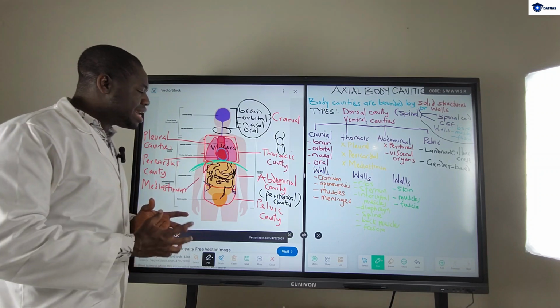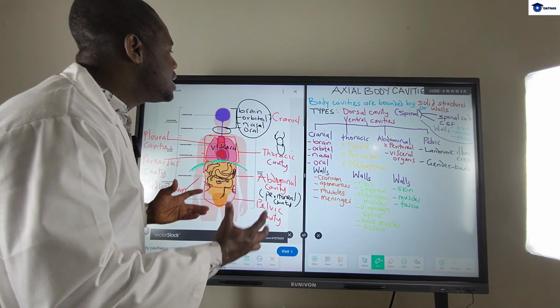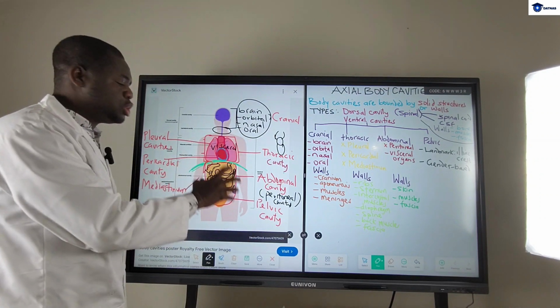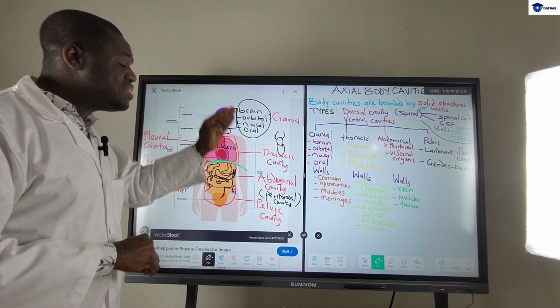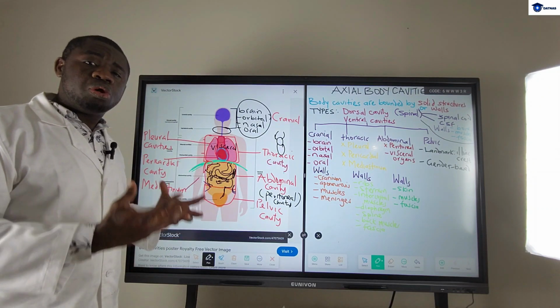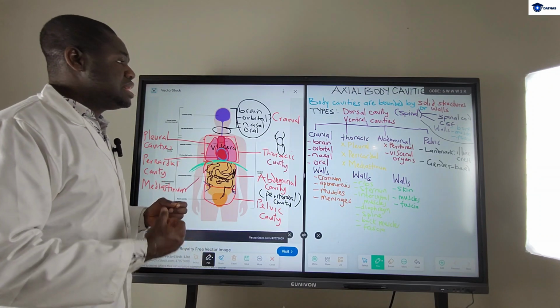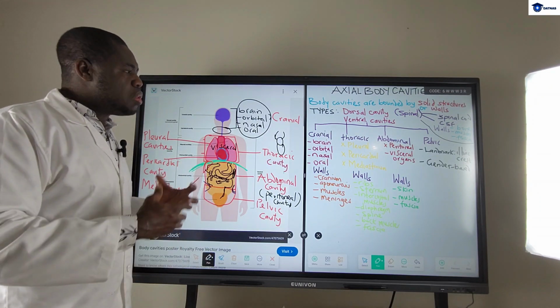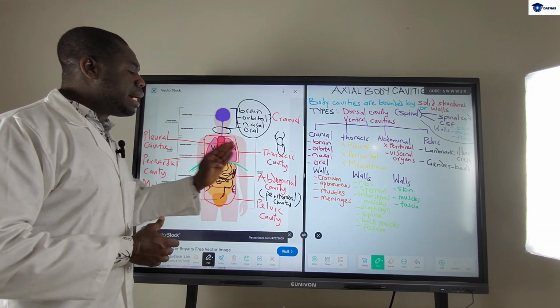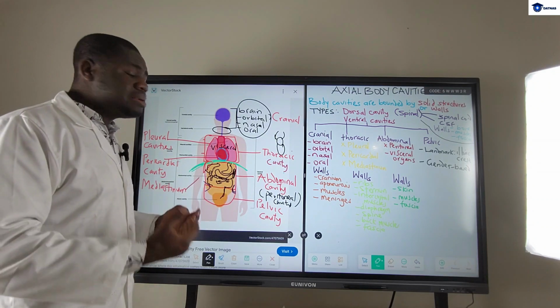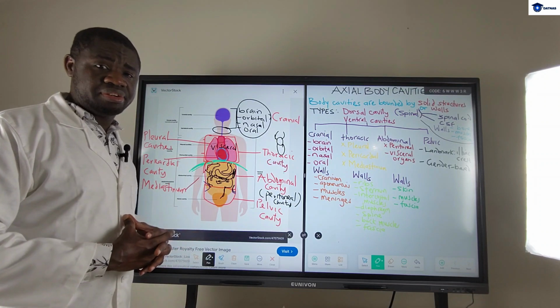So these are the cavities that we can find in the ventral portion of the body. That is, the ventral cavities are what we have just discussed. The ventral cavities consist of the thoracic cavity, the abdominal cavity, and the pelvic cavity.